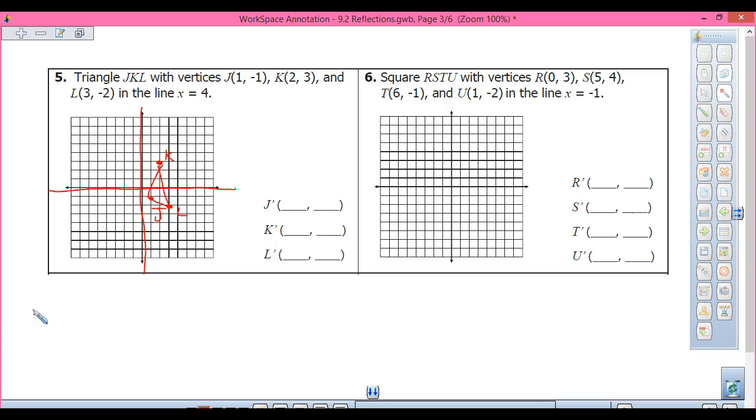All right. x equals 4. Horizontal or vertical line?